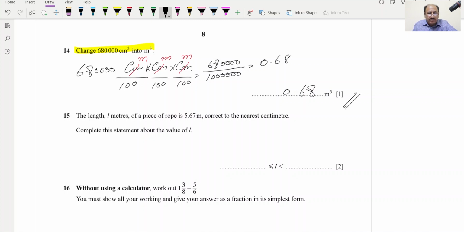This was a 1 mark part, but I have explained properly so that you can solve similar types of unit conversion questions easily. Question number 15: the length L meters of a piece of rope is 5.67 meters.